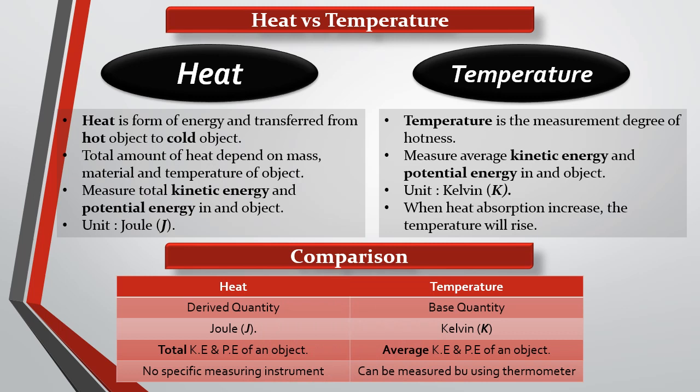This is the comparison between heat and temperature. Okay, heat is a derived quantity. The unit for heat is joule or capital J. Heat is a measure of total kinetic energy and potential energy of an object. There is no specific measurement instrument to measure the heat. Okay, for temperature, it is basically a base quantity. The unit for temperature is Kelvin or capital K. Temperature measures average kinetic energy and potential energy of an object. We can measure the temperature by using a thermometer.